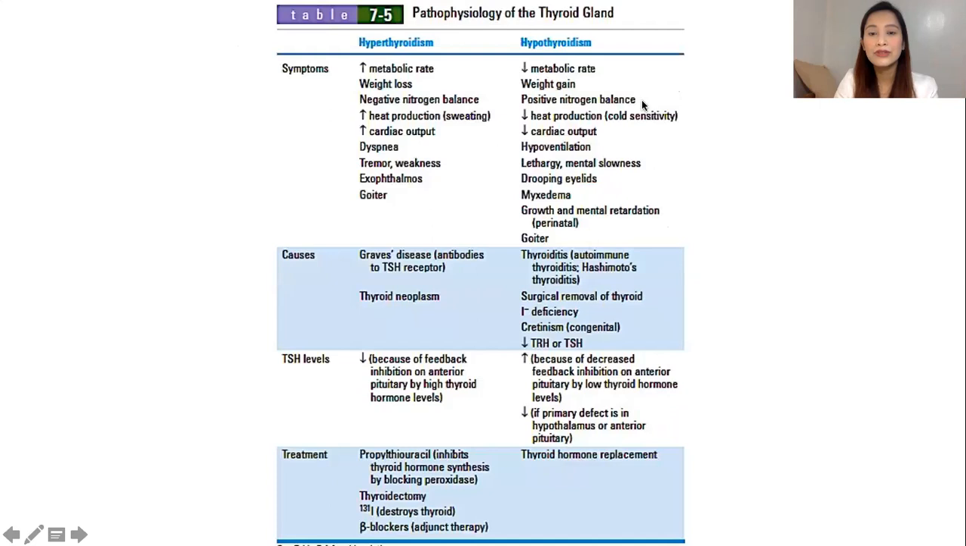Okay, so this is just a summary of the different manifestations of hyper and hypothyroidism, so that it will help you remember the functions of your thyroid hormones in the different organ systems of the body. Okay, I think this is my last slide.